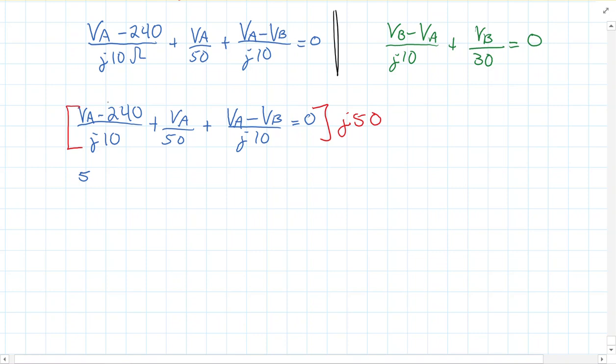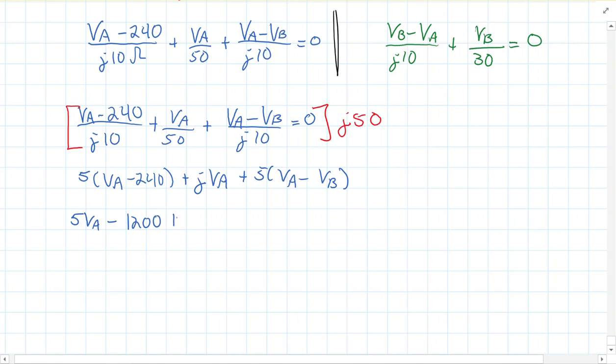So j50 divided by j10 would be 5, and then (VA minus 240). And then this would be plus jVA plus 5 times (VA minus VB). And so we'd have 5VA minus, well, what's 5 times 240? It should be 1200, and it is 1200, plus jVA plus 5VA minus 5VB equals 0.